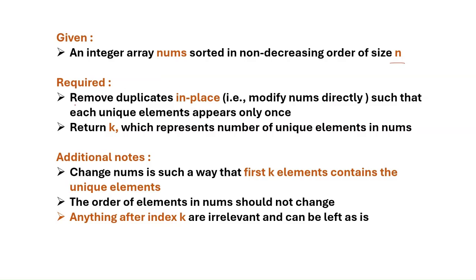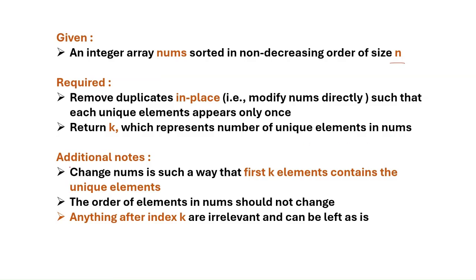So we are asked to remove duplicates in place such that each unique number appears only once. And then we should return k. K represents number of unique elements in nums.